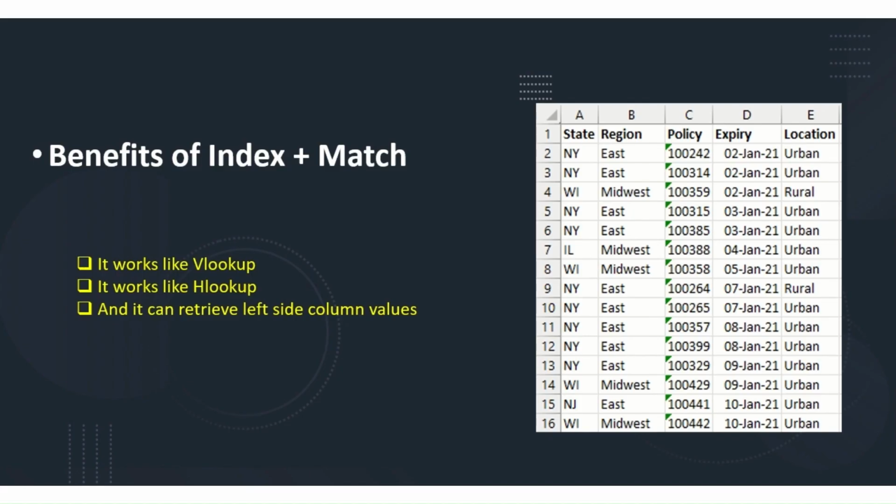Let us know the benefits of INDEX combined with MATCH. This function works as VLOOKUP and it acts like HLOOKUP as well, and it can retrieve the left side column values as well. Usually VLOOKUP can retrieve right side column values only, but INDEX combined with MATCH can retrieve left side column values as well. Alright, let us try to understand the INDEX function by using an example.